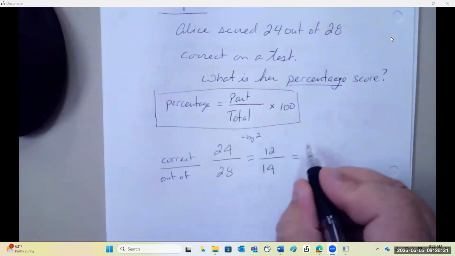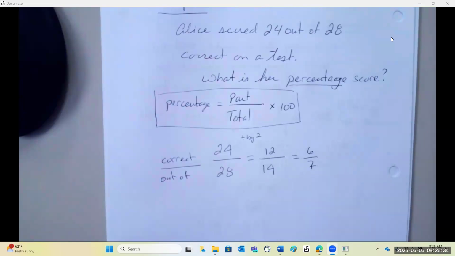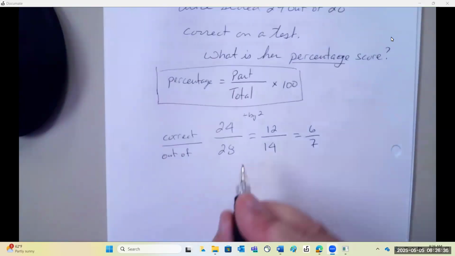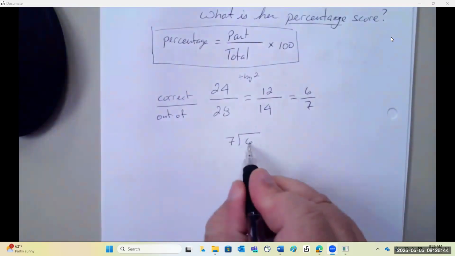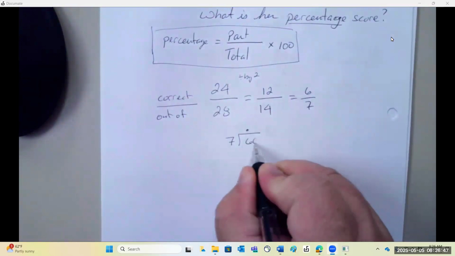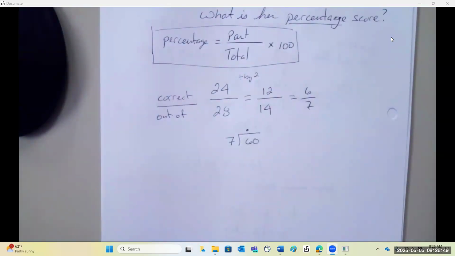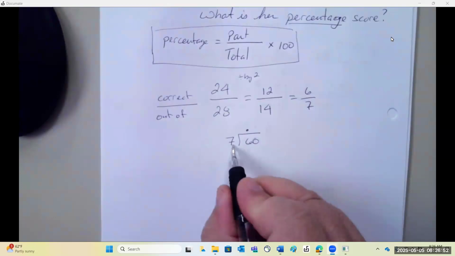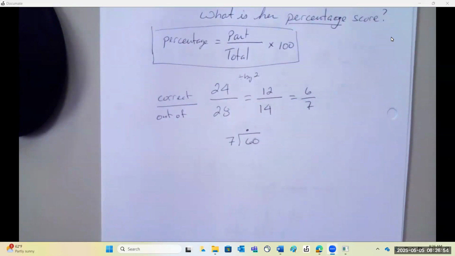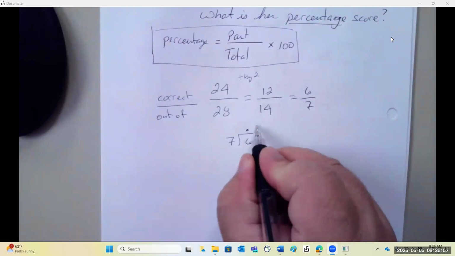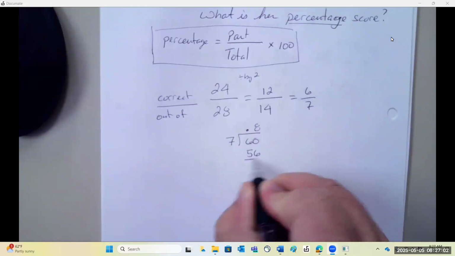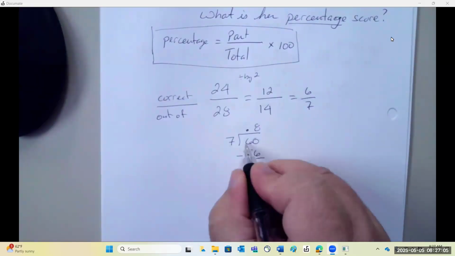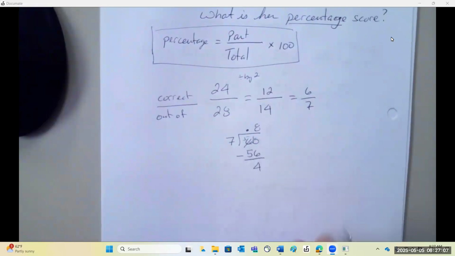Do it again. 6 divided by 7. Seven does not go in 6, so we have to put a decimal, and that makes it a 60. We put a decimal, put a 0. 7 goes into 60 how many times? 8 times 7 is 56. Subtract. So we get 4.